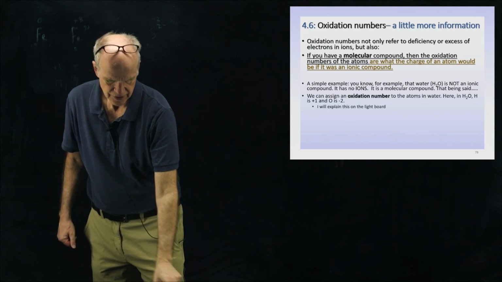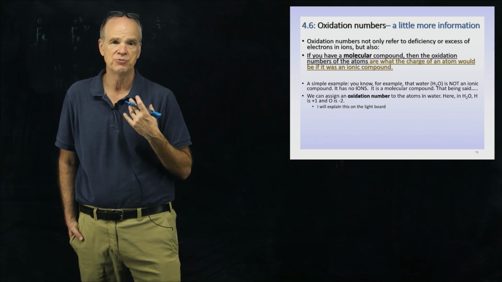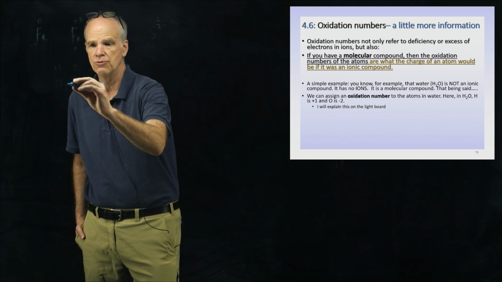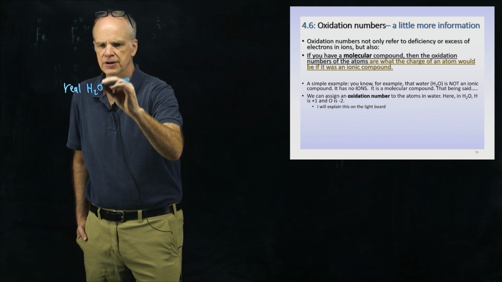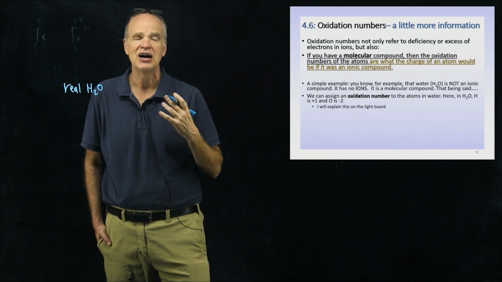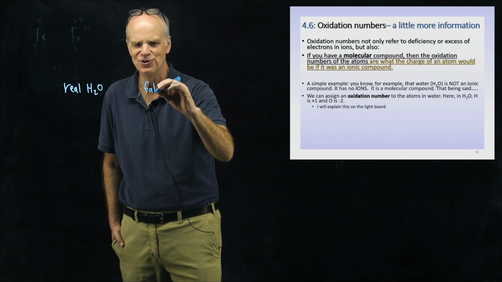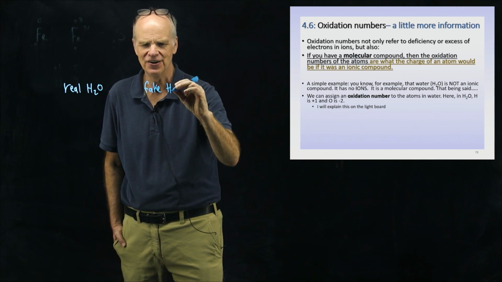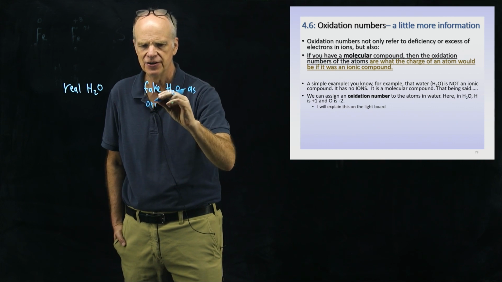Okay, so what I'm going to do is draw a picture of water as we know it. This is what I'm going to call real water. And then what I want to do is draw a picture of water as oxidation numbers see it. So we can call this fake water, if you will. So this is fake water, and then I'm going to write as oxidation numbers see it.